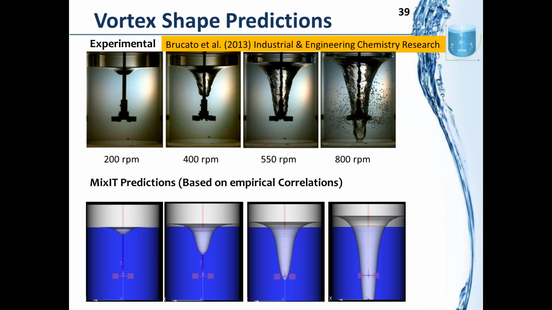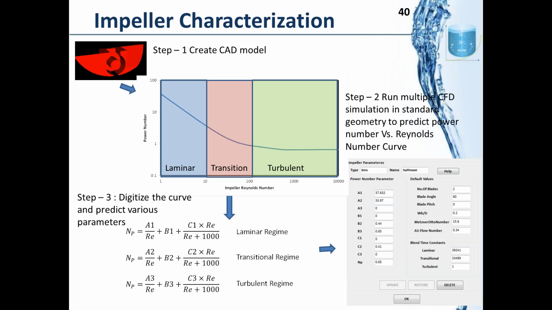One more thing which I would like to highlight is that typically, to use the correlations, we need the impeller characteristic in terms of flow number and power number. Now, one may say, why do I need a detailed CFD analysis each and every time?